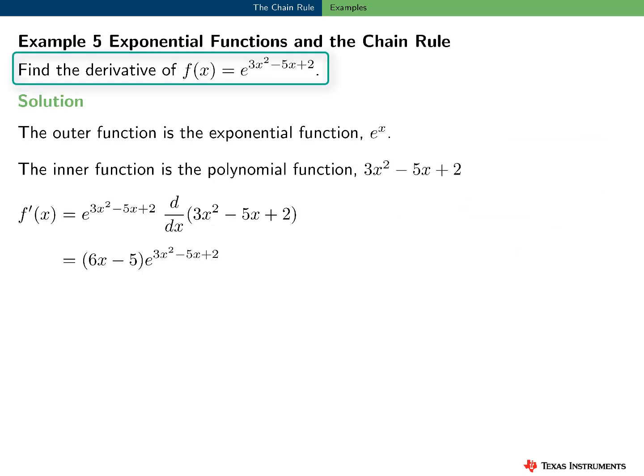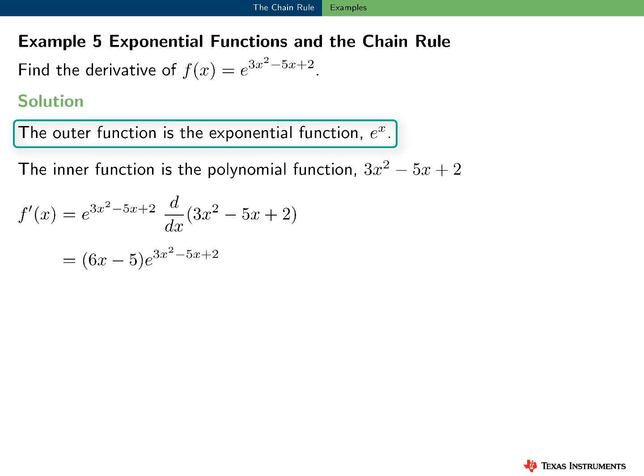This example involves an exponential function and the chain rule. Let's suppose that f is a function defined so that f of x is given by this expression. Let's see if we can find the derivative f prime of x. Once again, I think we need some good calculus vision.